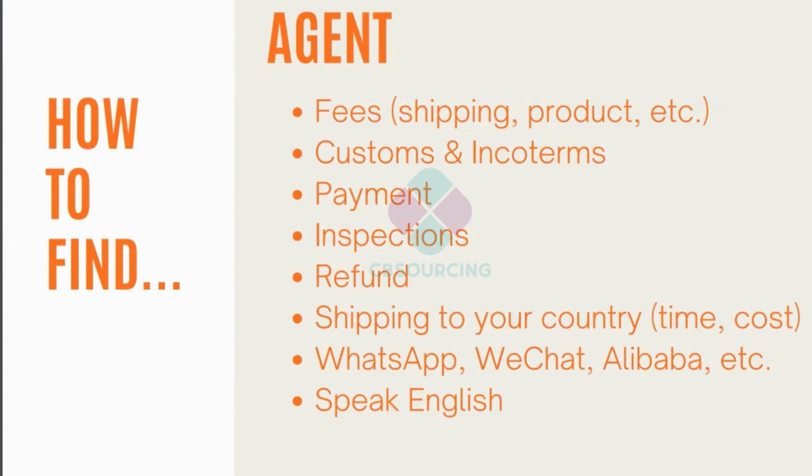Last but not least will be the contract. You want to sign some type of contract with the agent just in case something goes wrong. But if you need additional help with contracting, definitely reach out to CB Sourcing. So on 1688, the agent could also be the shipping company. Now let's go to 1688 and find you an agent.